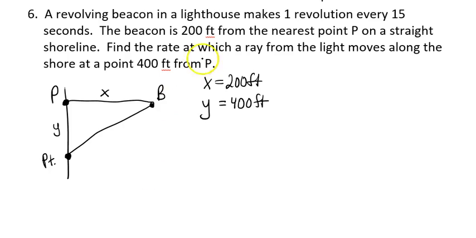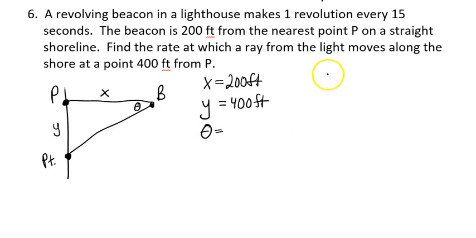Now, what makes this funky is that they're saying this happens 1 revolution every 15 seconds. What is that? Okay, revolution, we're talking about a circle, making a circle. And so this beam is making a circle as it travels around. And so we're actually talking about angles. So I'm going to put a little theta right here. And so I'm going to need to know something about theta.